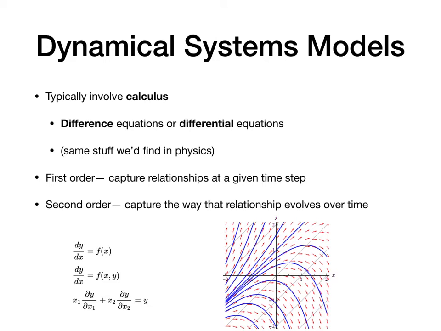In dynamical systems models, they get heavy in math. They involve calculus, difference equations or differential equations, because it's trying to analyze how the system evolves over time. And this is the same kind of thing you'd find in physics. Now, we're not going to talk about differential equations, but in basic terms, first order is you can capture the relationship of all these different variables and all these different behaviors that we might observe in the world at any given moment. But then it scales up to second order. You can see how those moments evolve over time. So this leads to the idea of state spaces.